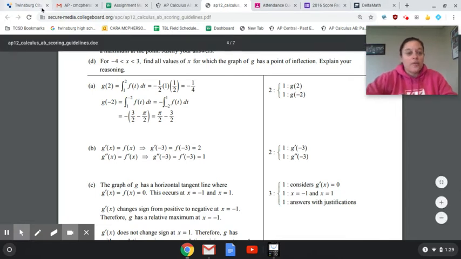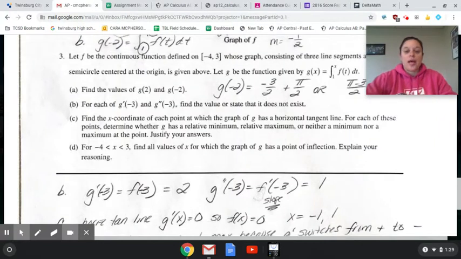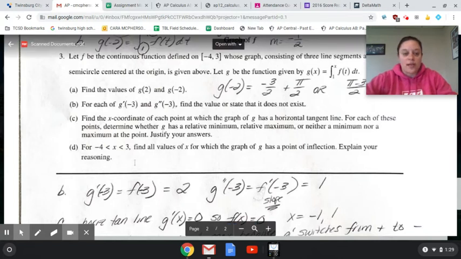Then for part C, now it wanted to know the x coordinates where it would have a horizontal tangent line. Horizontal tangent line means 0 slope. This is horizontal tangent line. And then once we figure out what these are, we have to figure out, are they minimums, maximums, or nothing at all? So you're essentially finding critical values and then checking to see if the critical values end up being extrema is another way to phrase that question.